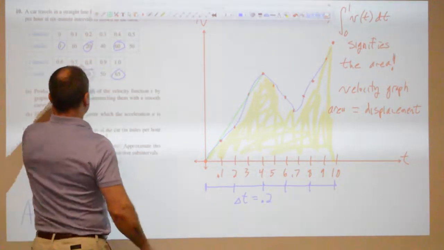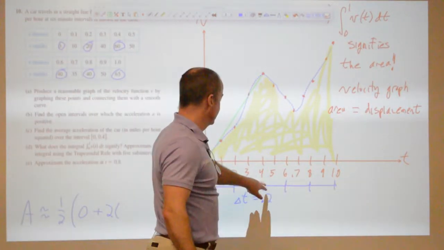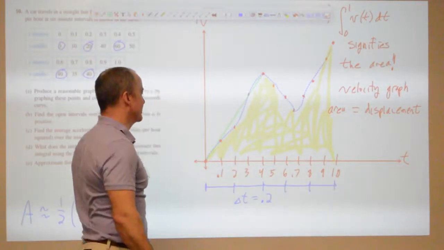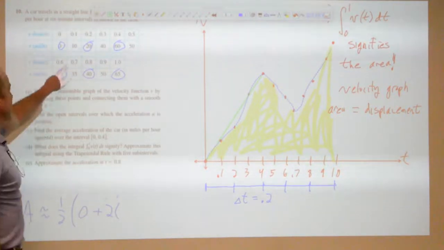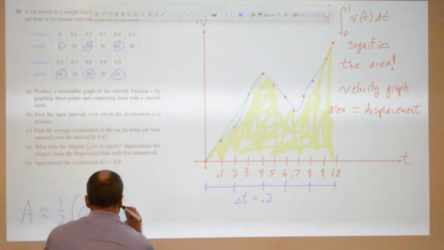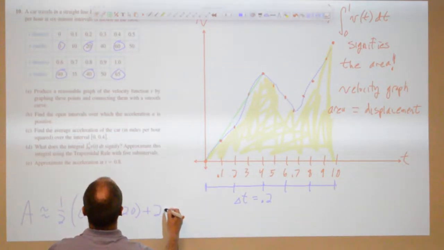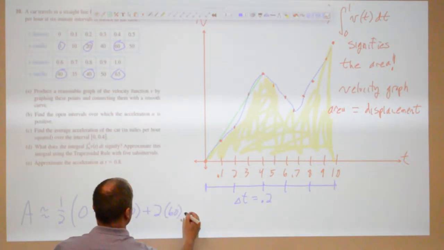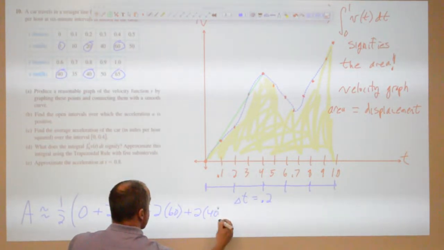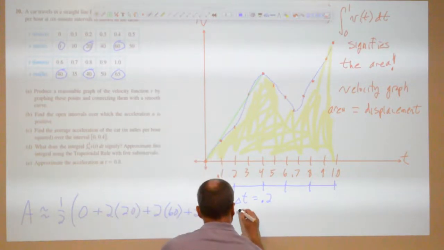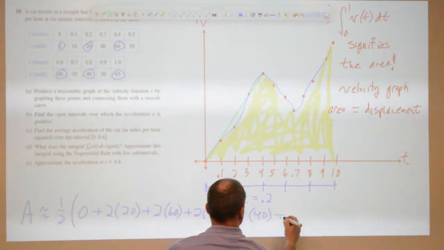So when I fill this in, that's an easy trick to fall into. If your subintervals take you to every 2/10 of an hour, then you have to use every other data point. So this is going to be 2 times 20. Then we double the next one, which is 60. Then we double the next one, which is 40. Double the next one, which is 40 again. Last one we do not double.